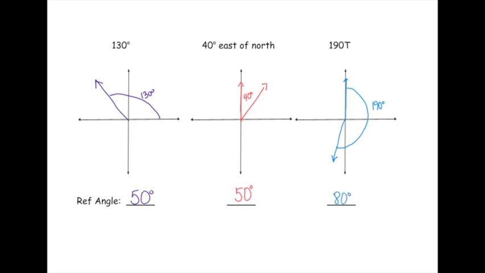So on this last one, the T means you're going to start north and go clockwise. So 190, I would have gone 90, 180, and then another 10. So my reference angle is, I've only moved into this quadrant 10 degrees, but I need to go all the way here to get to my reference angle, which would be another 80 degrees.